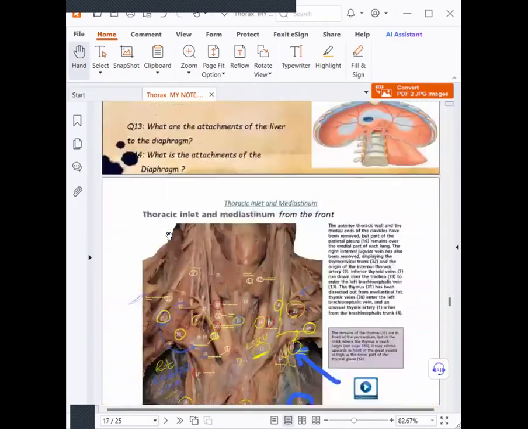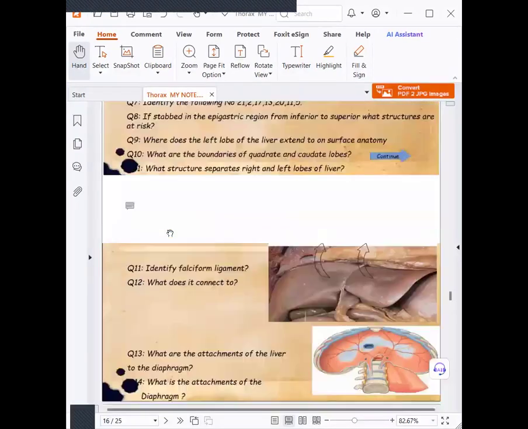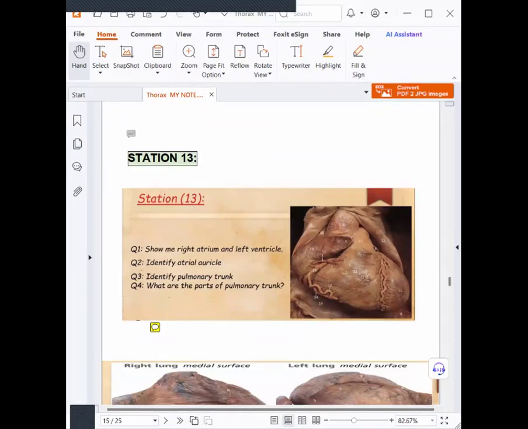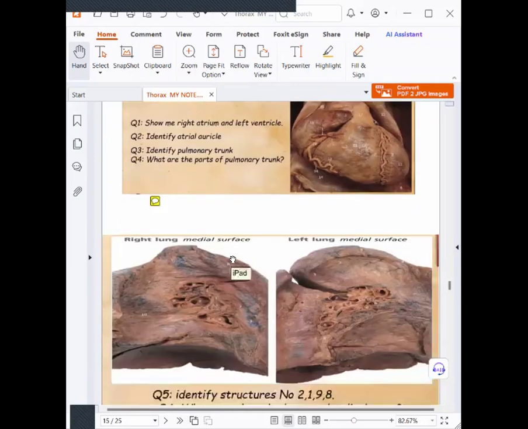There are a few extra questions. In the real station exam, there will be more questions, and they will not ask only from one or two pictures. There will be multiple pictures in every station, at least 4 or 5. Really? Yeah.